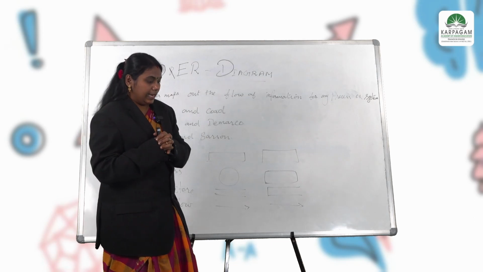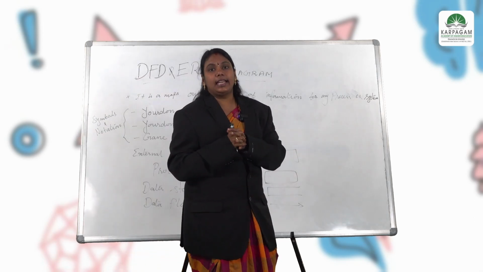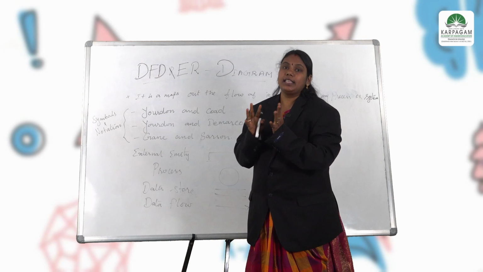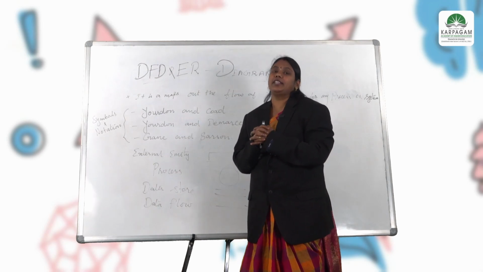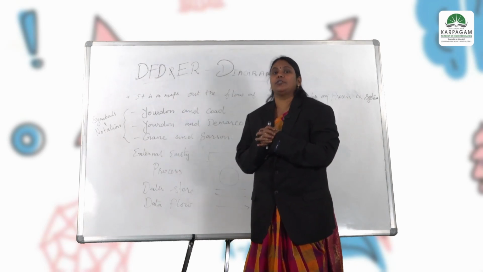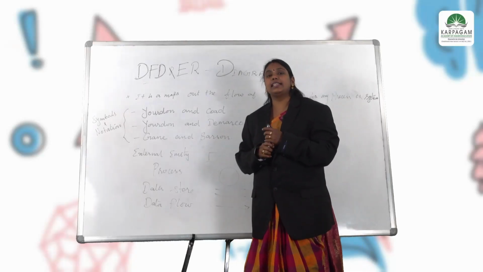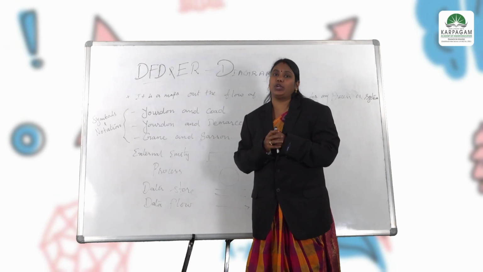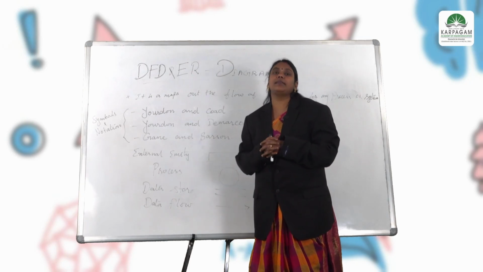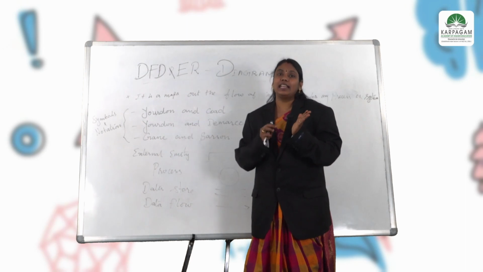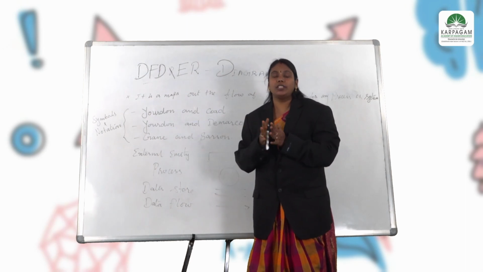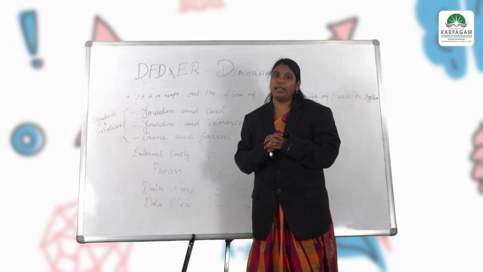There are three kinds of creators who created the DFD symbols. It is a graphical representation. It represents the whole process of the system. The symbol and notation creators are Yourdon and Coad, Yourdon and DeMarco, and Gane and Sarson. These three creators created the symbol notations. Using the symbol notation, we can clarify all the project representation in RDBMS.